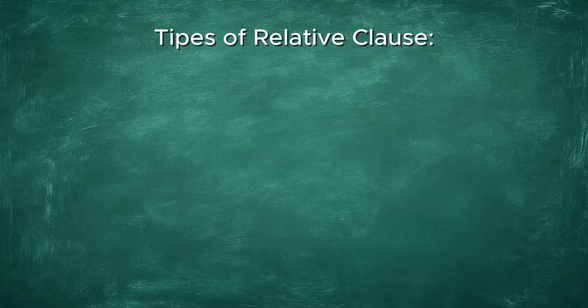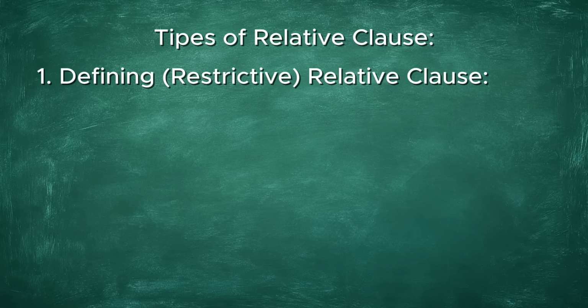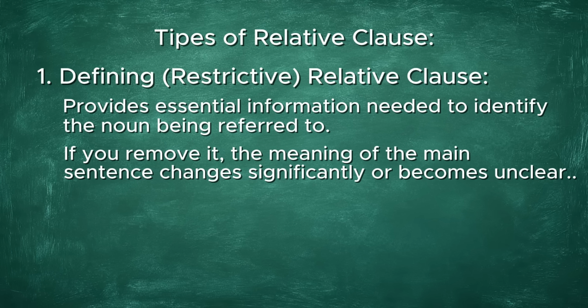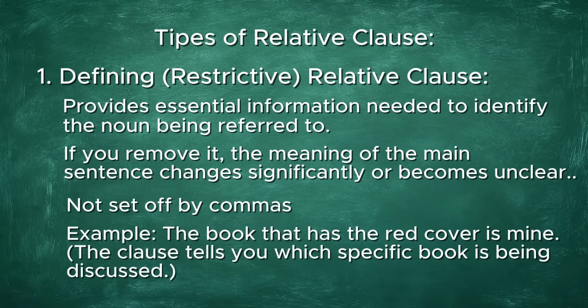Types of relative clauses. First, defining or restrictive relative clauses provide essential information needed to identify the noun being referred to. If you remove it, the meaning of the main sentence changes significantly or becomes unclear. Not set off by commas. Example: the book that has the red cover is mine. The clause tells you which specific book is being discussed.